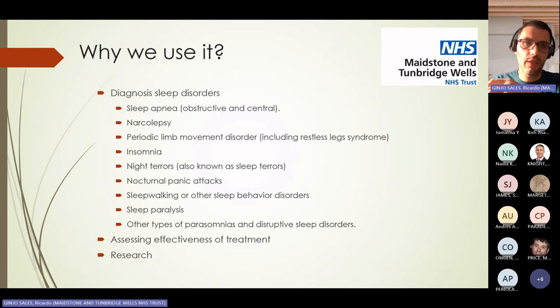So the sleep studies are indicated to diagnose sleep disorders, sleep apnea, obstructive and central sleep apnea, narcolepsy, periodic limb movement disorders, insomnia, night terrors, nocturnal panic attacks, sleepwalking, talking, and other sleep behavior disorders, as well as sleep paralysis and other types of parasomnias. But it is also used to assess the effectiveness of the treatment and for research.